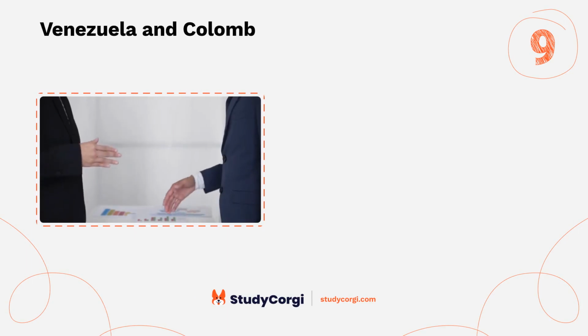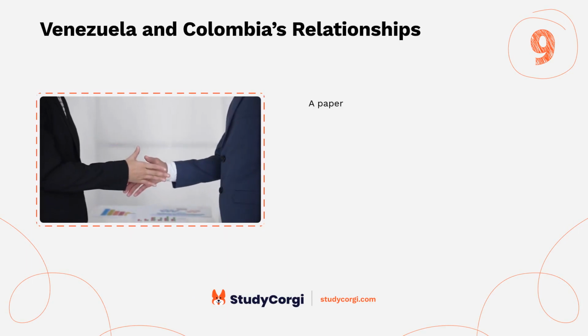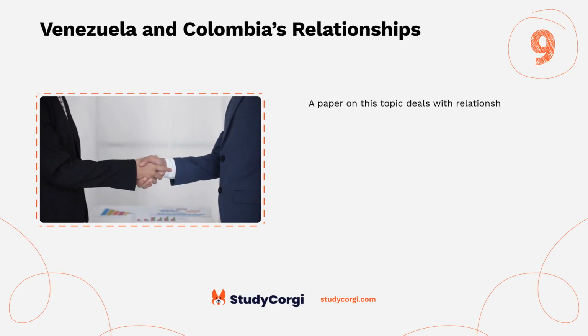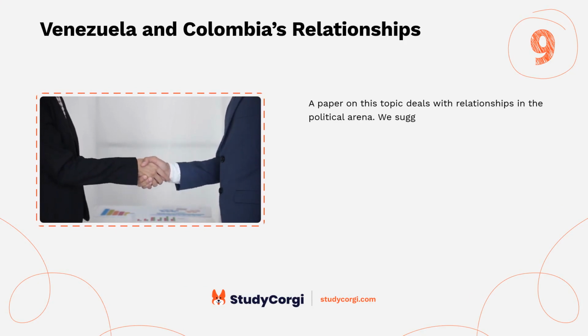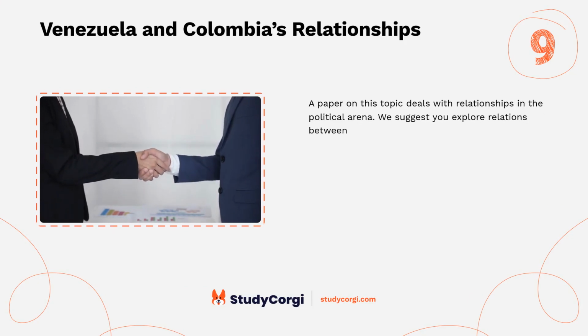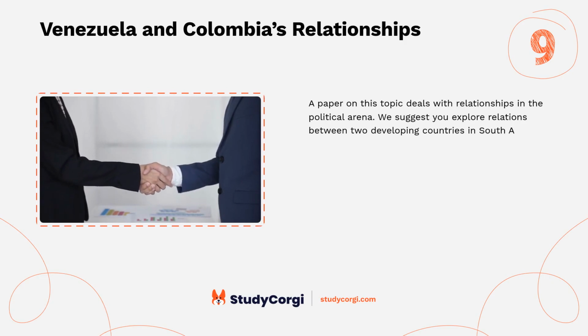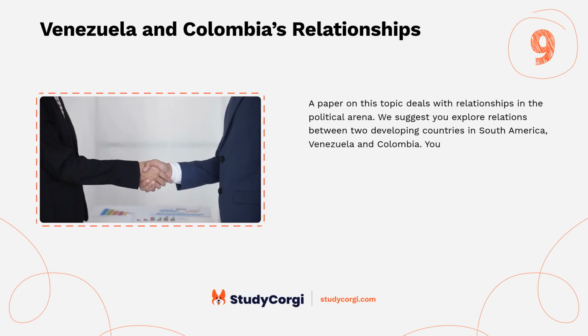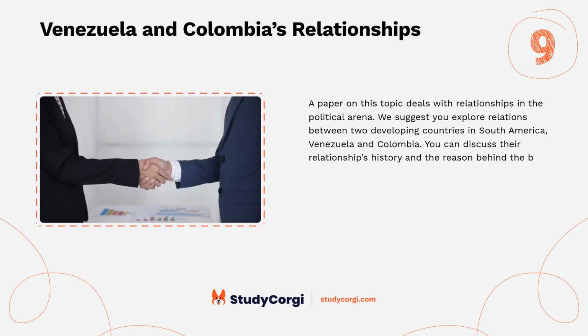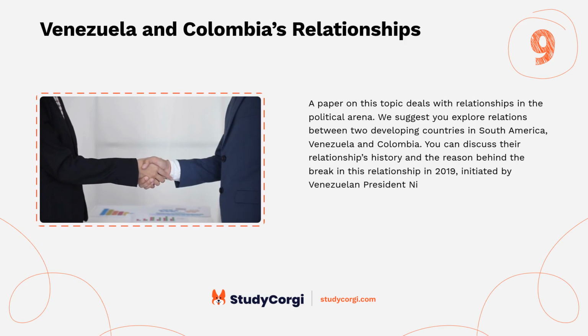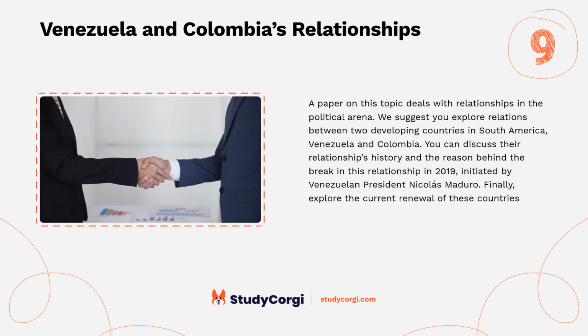Venezuela and Colombia's relationships. A paper on this topic deals with relationships in the political arena. We suggest you explore relations between two developing countries in South America, Venezuela and Colombia. You can discuss their relationship's history and the reason behind the break in this relationship in 2019, initiated by Venezuelan President Nicolas Maduro. Finally, explore the current renewal of these countries' diplomatic ties.